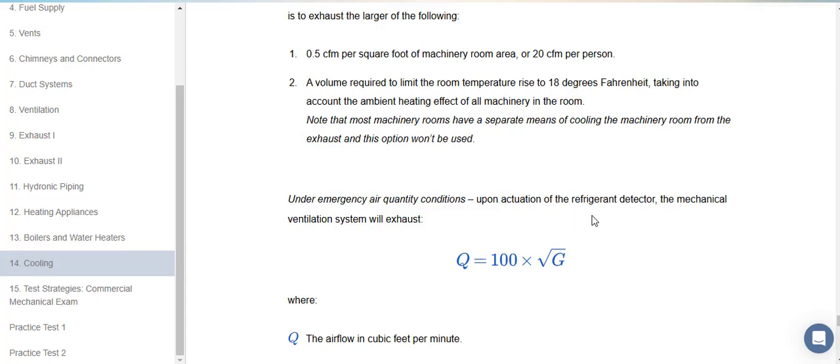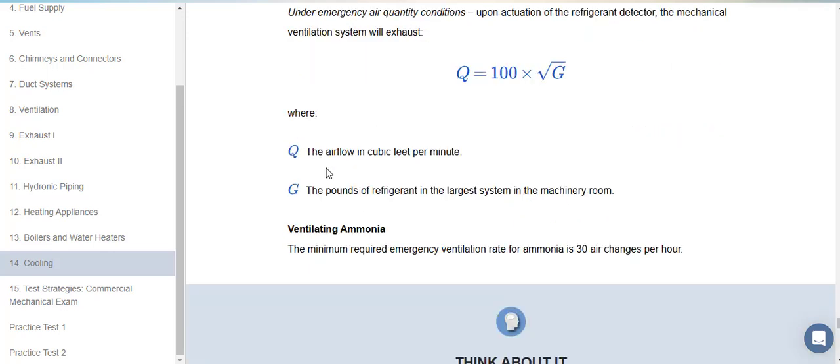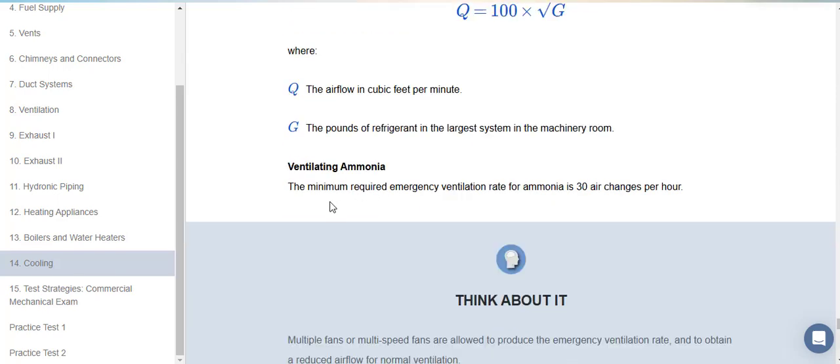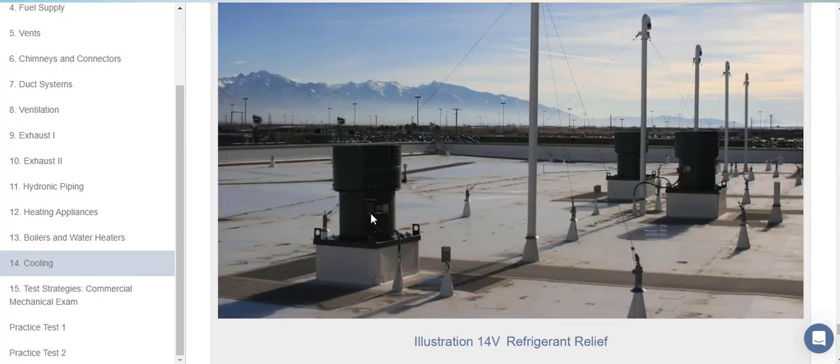Upon actuation of the refrigerant detector, the mechanical ventilation system will exhaust Q equal 100 square root of G, where Q is the airflow in cubic feet per minute and G is pounds of refrigerant in the largest system in the machinery room. Ventilating ammonia: the minimum required emergency ventilation rate for ammonia is 30 air changes per hour. Multiple fans or multiple-speed fans are allowed to produce the emergency ventilation rate and to obtain a reduced airflow for normal ventilation.